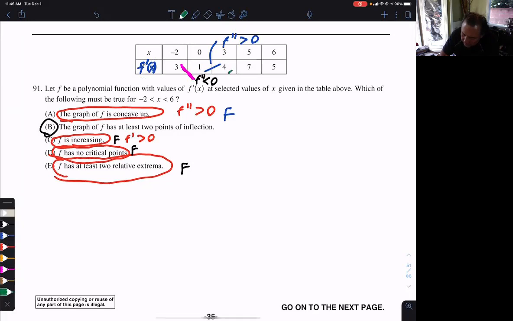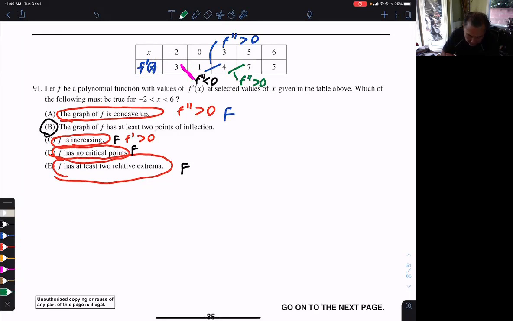Look, the derivative goes from 4 to 7 here. Now, I don't know how it could go down and up, but I know at some point, if it goes from 4 to 7, F prime must be increasing. Well, if F prime is increasing, its derivative must be positive at some point. So my conclusion there is that F double prime must be positive in that region.